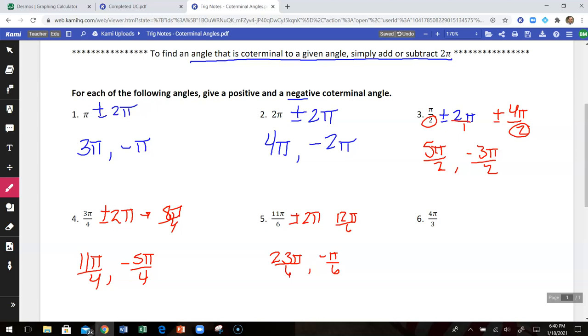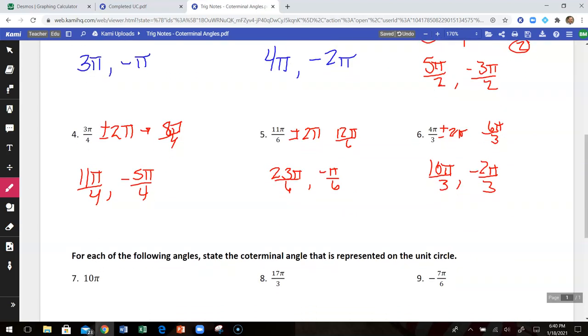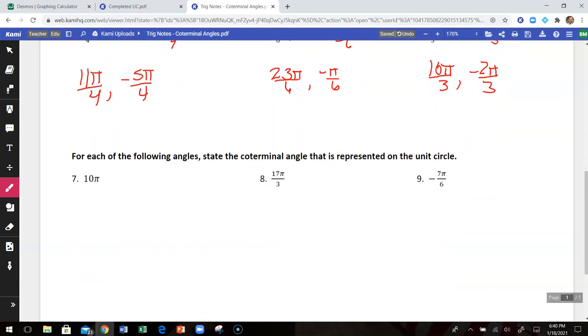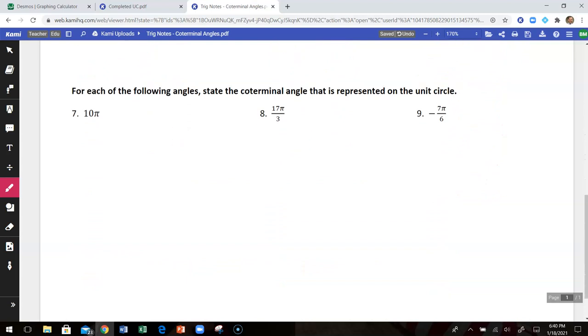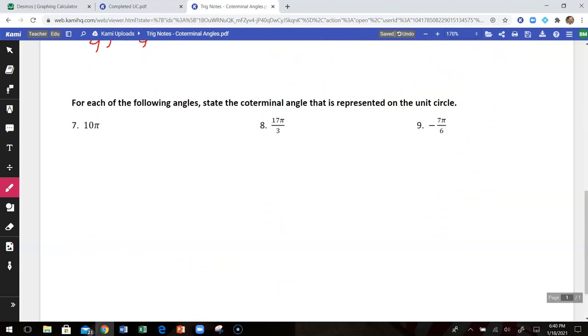And then 4 pi over 3, if I add and subtract 2 pi to that, I'm going to think of that as 6 pi over 3, which means we're going to have 10 pi over 3 and negative 2 pi over 3. Okay, so what I'm listing there are coterminal angles to the given angle. For each of the following angles, state the coterminal angle that is represented on the unit circle.